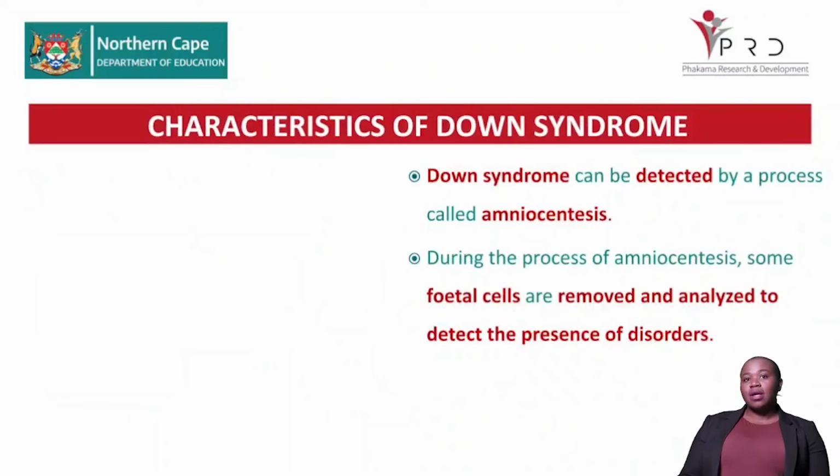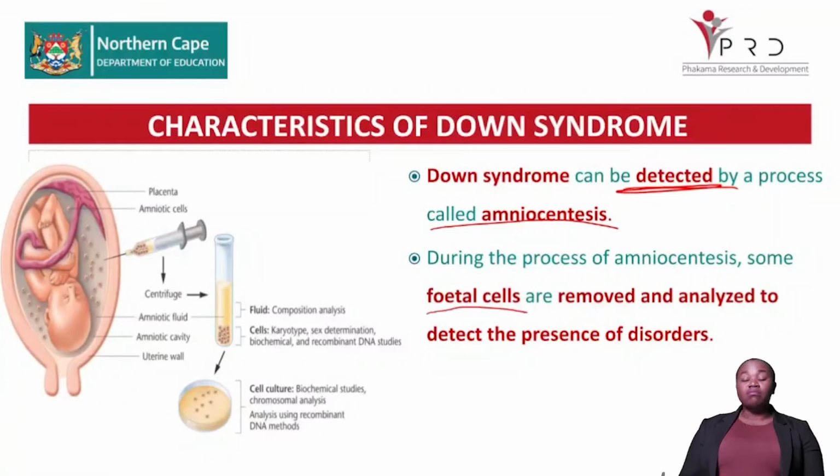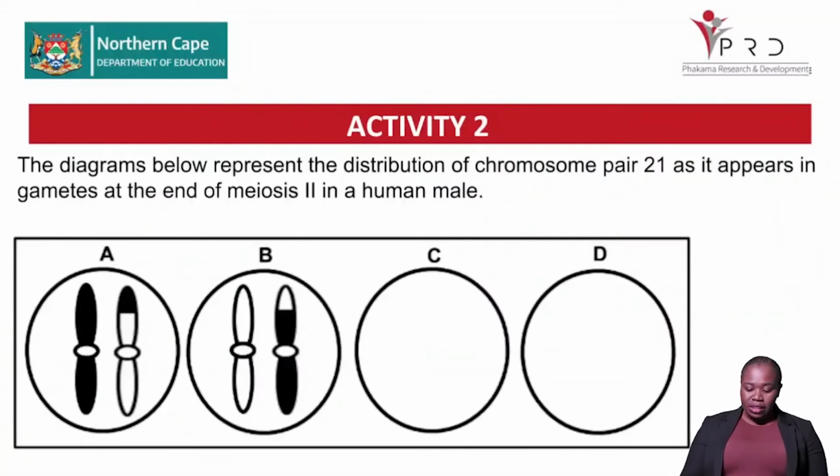Right. So this disorder can also be detected a bit early if the pregnant mother goes through some tests, such as amniocentesis, whereby some fetal cells are removed and they are analyzed to see if there are any abnormalities within the cells of that growing zygote. Right, let's have a look at our second activity.